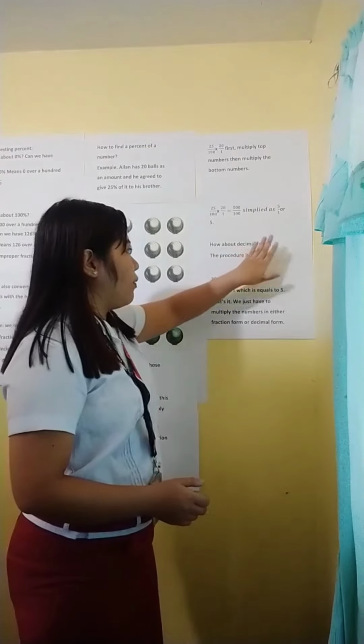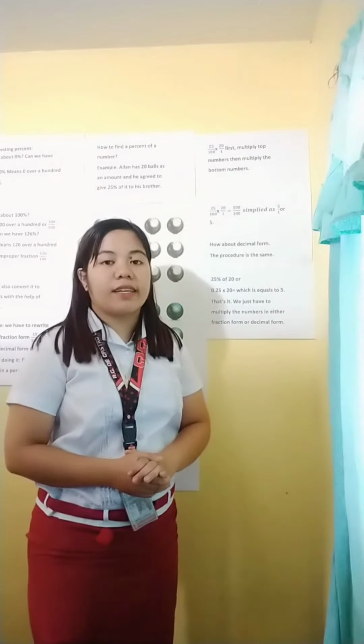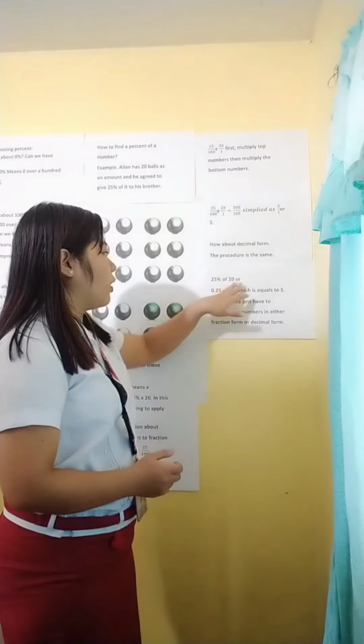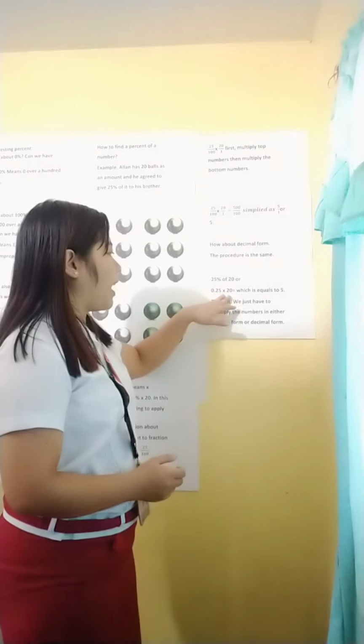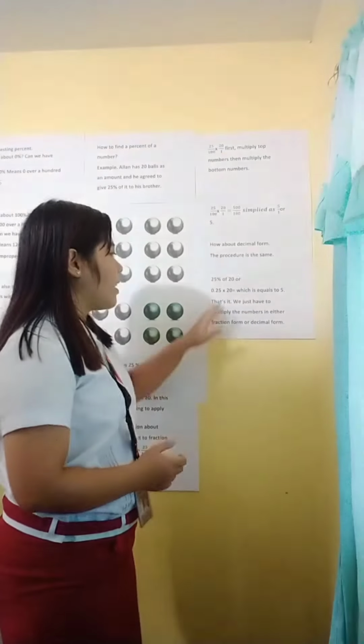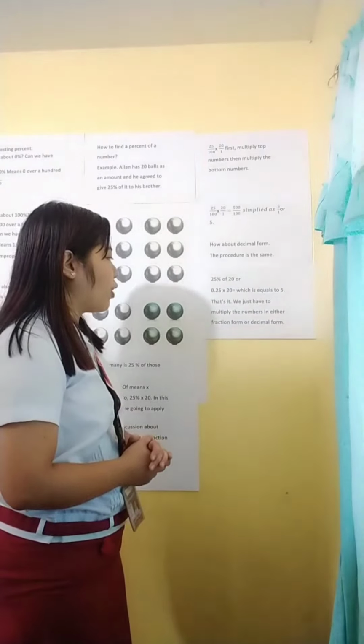How about decimal form? The procedure is the same. 25% of 20, or 0.25 times 20, is equal to 5. That's it. We just have to multiply the numbers in either fraction form or decimal form.